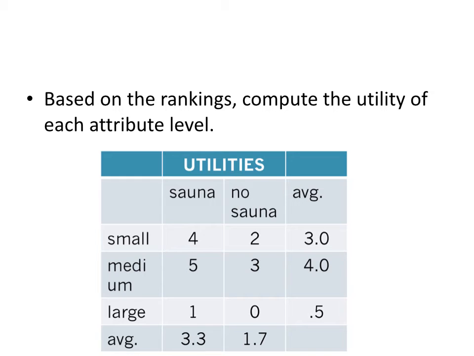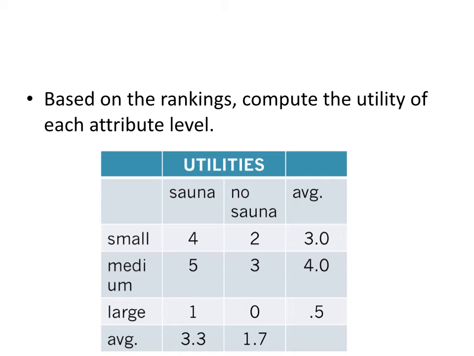The next step in the process is to use those rankings to compute the utility of attribute levels. This is a number that reflects the contribution or the value of each attribute level to the ranking. Remember, the ranking is this overall judgment. So here I've taken the ranks of the combinations and converted them to a 5-point scale.